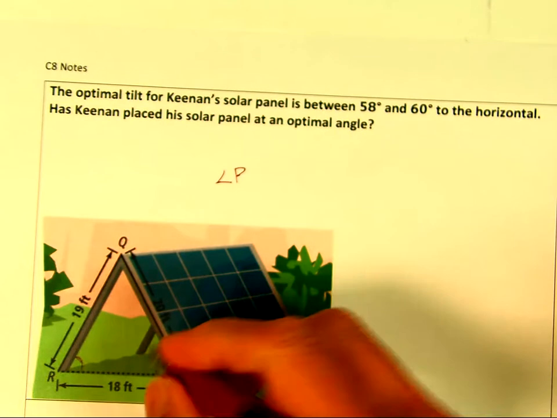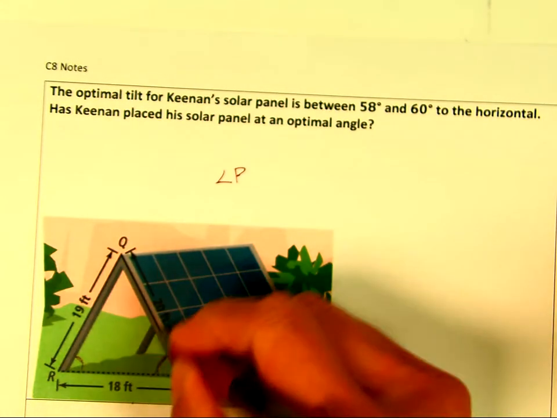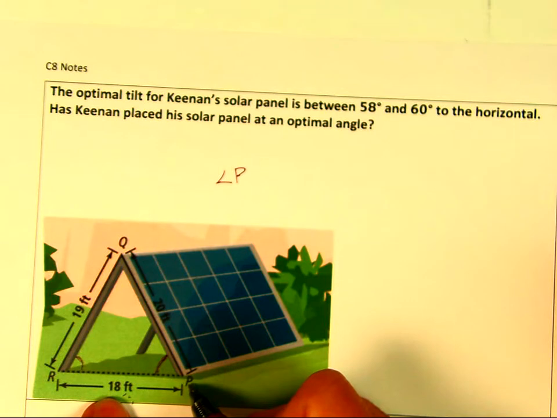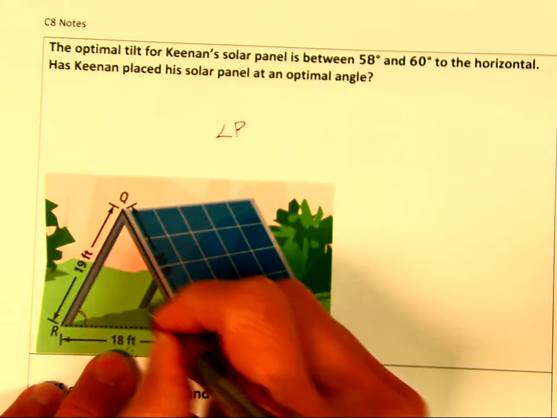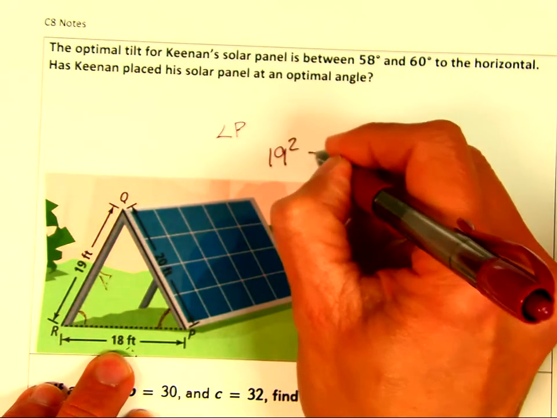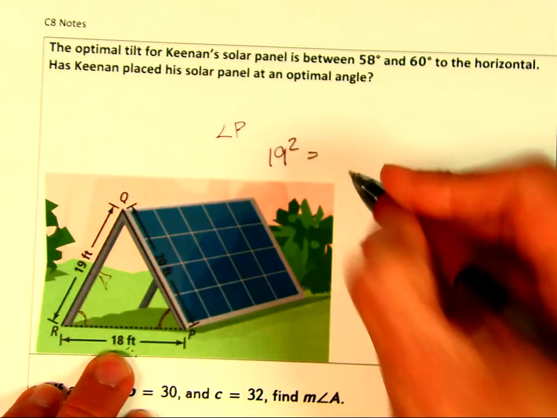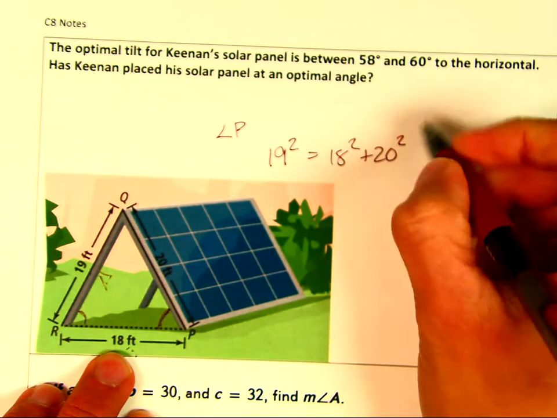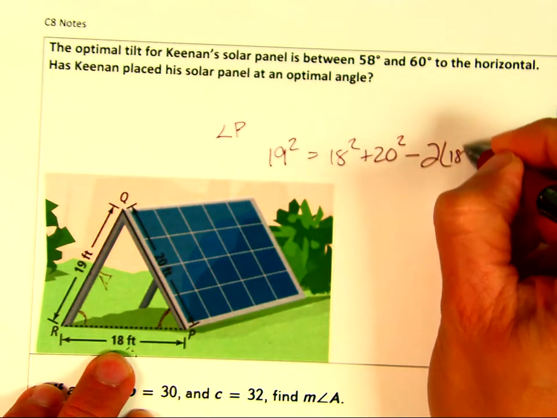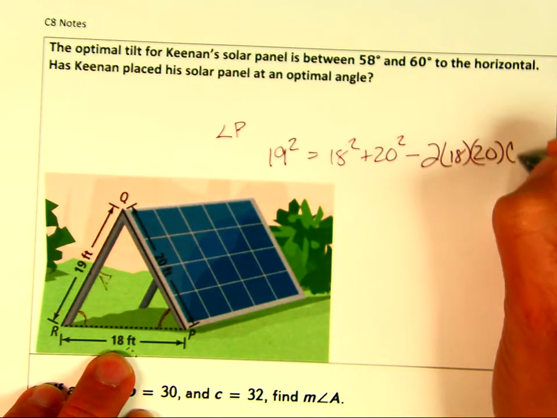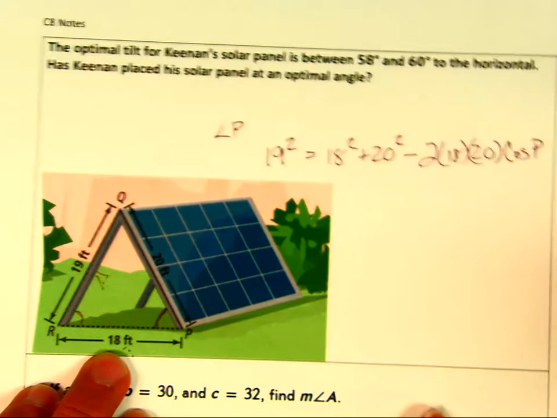Well, we're going to look at the side angle side piece of this, right? But we have that side too. It's important that we know that angle P is opposite the 19. So then we'd say 19 squared on that one side. And then that would be equal to 18 squared plus 20 squared minus 2 times 18 times 20 times the cosine of what we don't know yet.